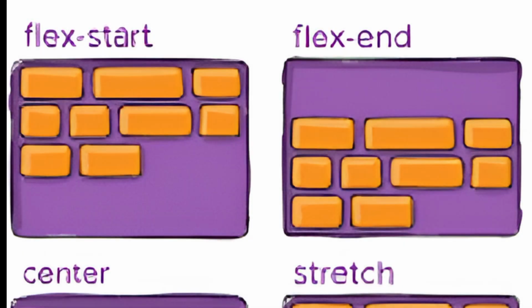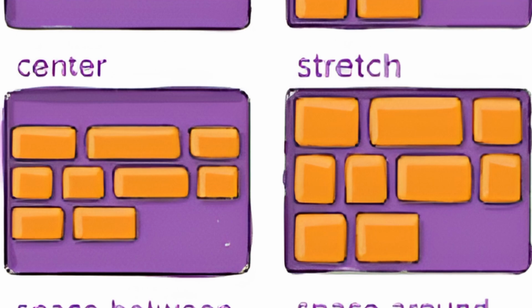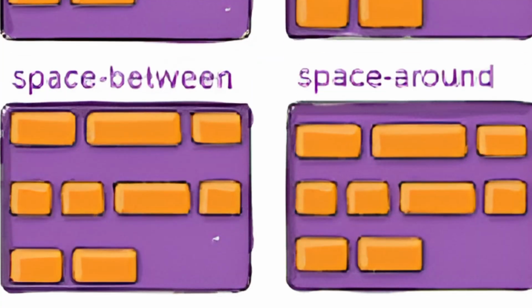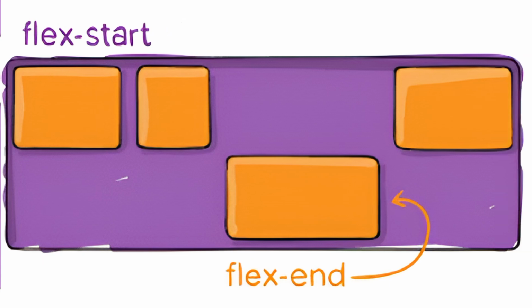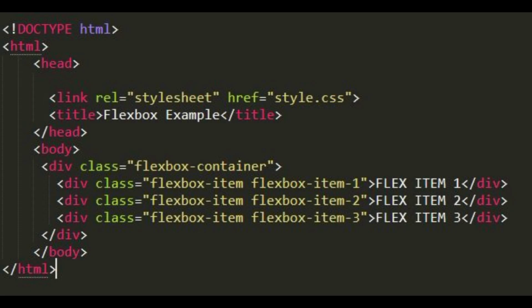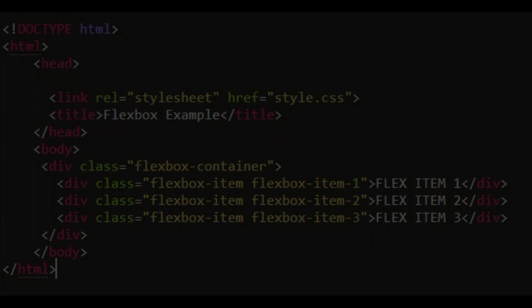Display Flex. The Display Flex property enables the Flexbox layout mode, allowing you to manipulate elements' alignment, spacing, and order within a container. It's a helpful tool for creating complex designs and layouts that adapt well to different screen sizes.